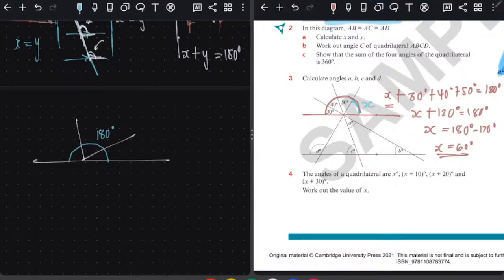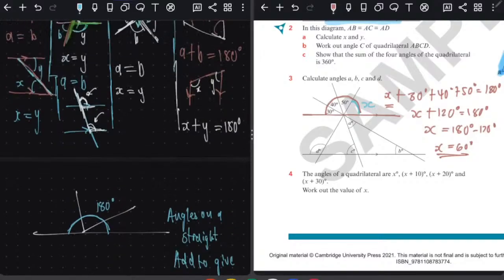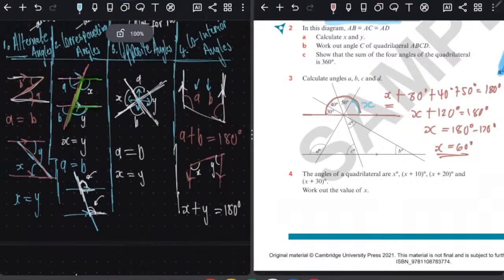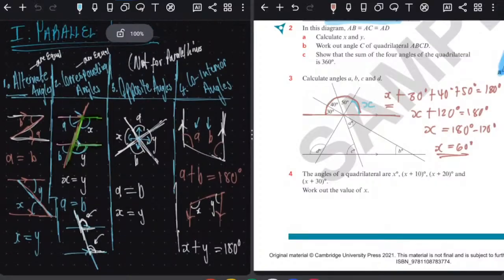So I've taught you that angles on a straight line should give you 180. All of them together, okay? Angles on a straight line add to give 180 degrees. So are we together on this? Are we together on this, students? So have you seen now?